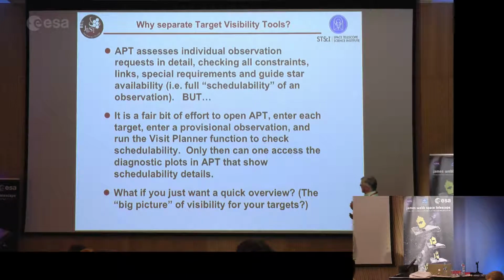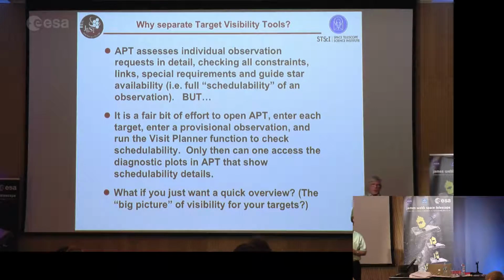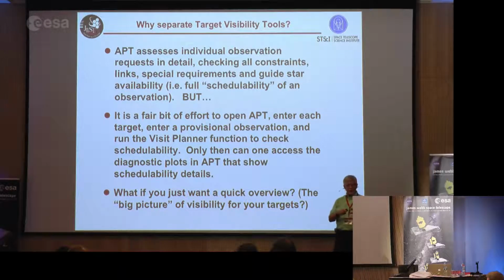But it's a fair bit of effort if you just want to understand for a quick look for a target what the visibility looks like. You have to get into APT, you have to enter target information, you have to enter a provisional observation, and then run the part of APT that's called the visit planner. You'll hear about this tomorrow. And at that point, you either get a green check that says it's schedulable or a red X that says it's not. And at that point, you can then open up some diagnostic plots that tell you some things about the general visibility of your target.